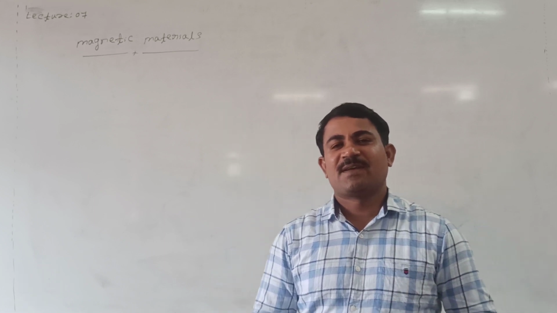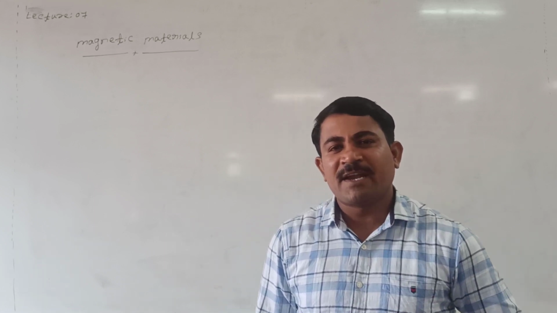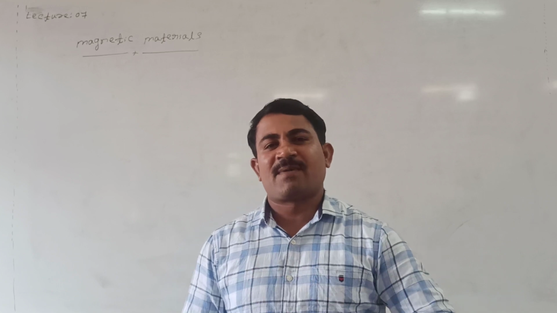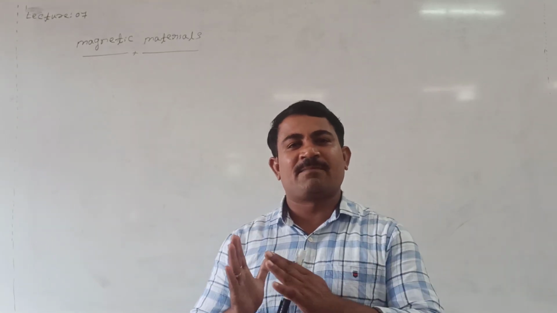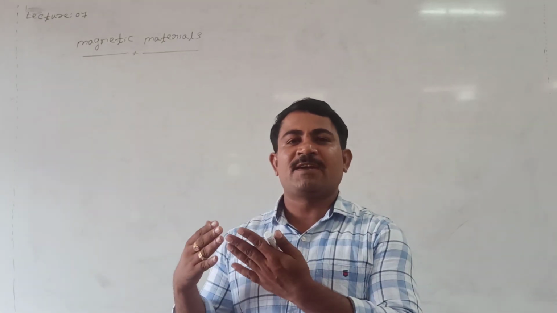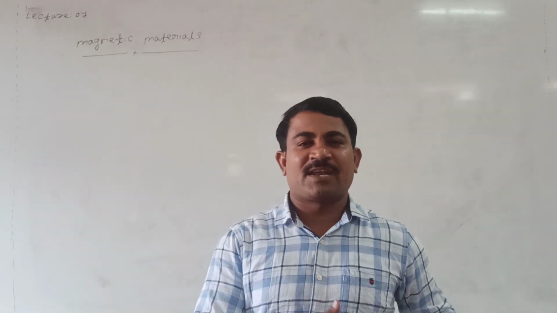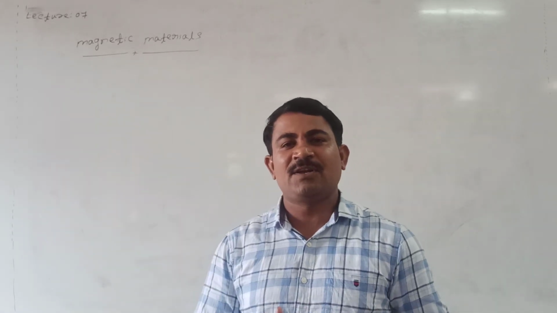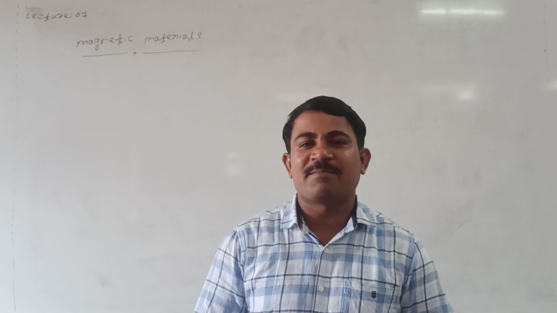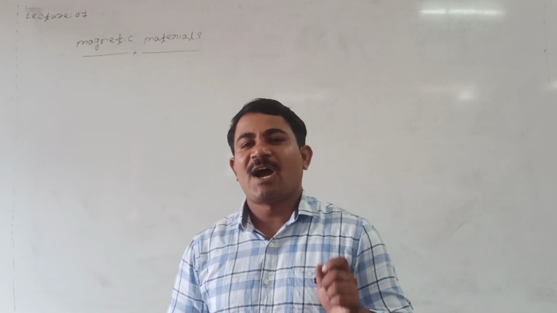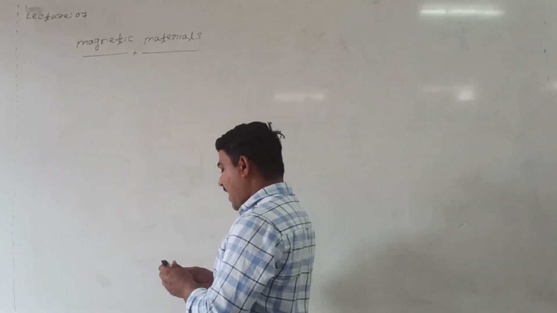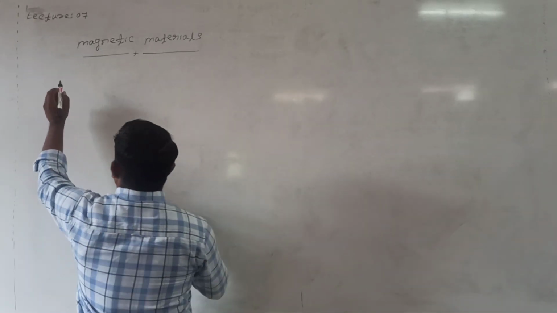Actually, when a non-magnetic material is placed in an external magnetic field, that material gets magnetized, either along the direction, opposite to the direction, or strongly attracted by the magnetic field. On that basis, magnetic materials can be classified into three categories.